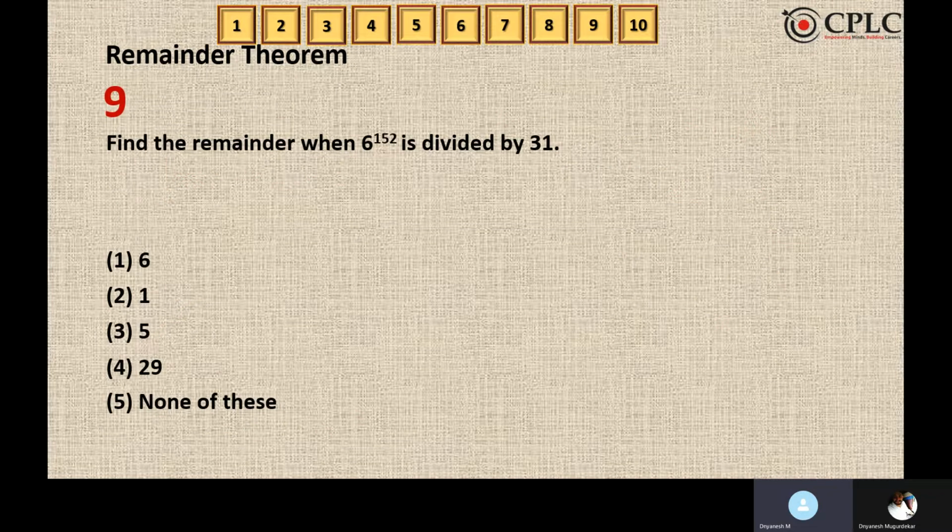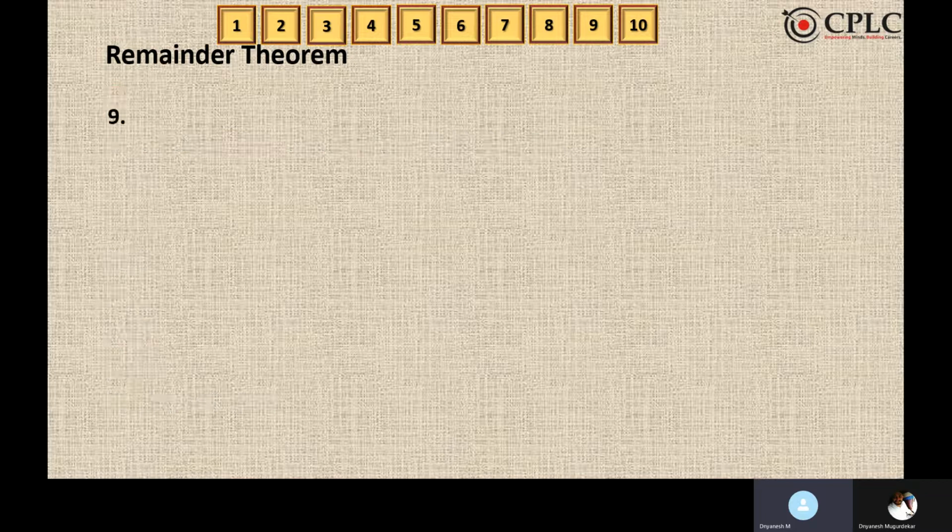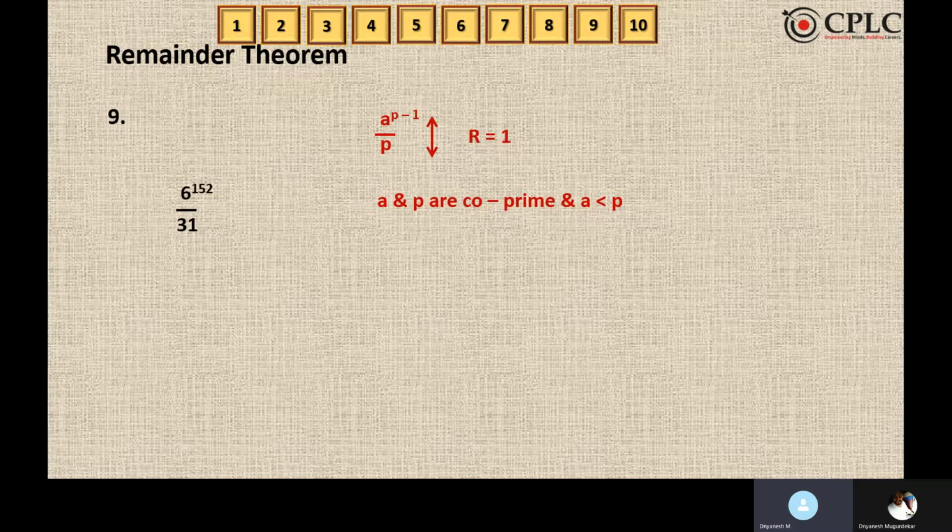Ninth one again going to tell us a new property. Find the remainder when 6 raised to 152 is divided by 31. So the property is a raised to p minus 1 upon p, where a and p are co-prime and a is less than p. If these restrictions are satisfied, then the remainder for this expression is 1.